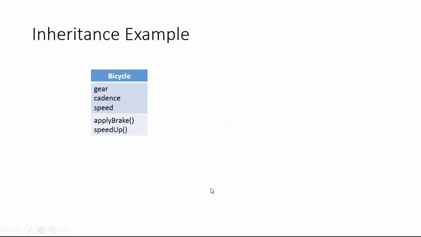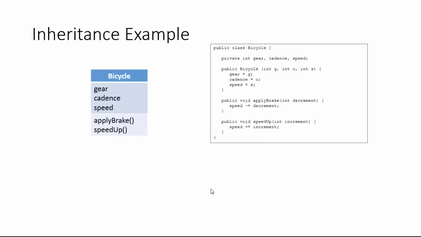Let's look at a class to define a bicycle. A bicycle has a gear, cadence, and speed, and two methods, applyBrake and speedUp. Suppose we want to create a new class to represent a mountain bike. Mountain bikes have the same variables and methods as a bicycle, but also have an additional variable, seatHeight, and a method to modify the seat height.